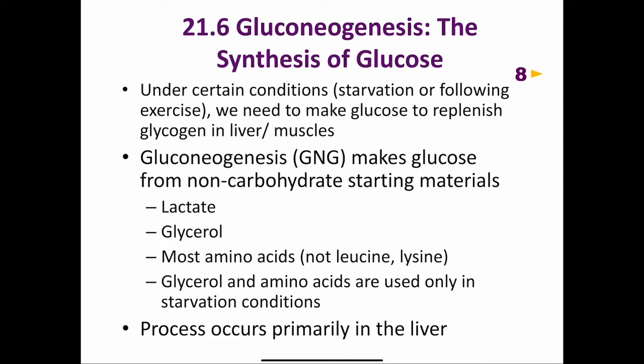Glucose is produced by the process of gluconeogenesis, the production of glucose from non-carbohydrate starting materials. Gluconeogenesis, an anabolic pathway, occurs primarily in the liver. Lactate, all amino acids except leucine and lysine, and glycerol from fats can all be used to make glucose. However, the amino acids and glycerol are generally used only under starvation conditions.